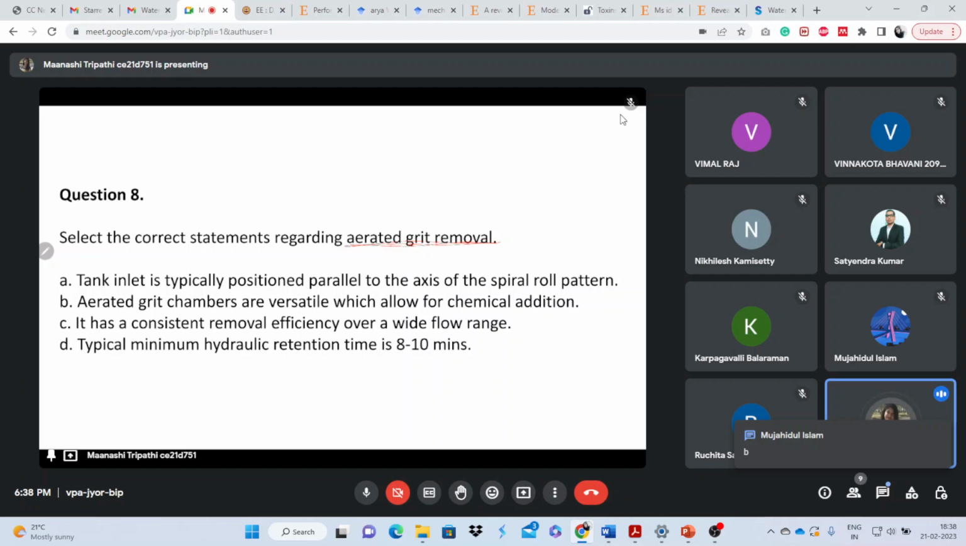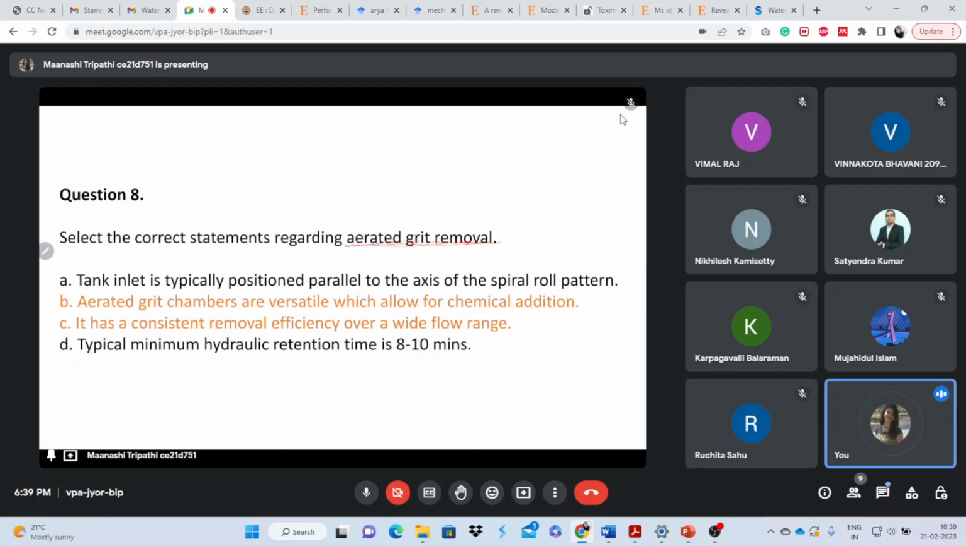Okay, we'll see the solution now. So option B is: aerated grit chambers are versatile, which allow for chemical addition. Here, sometimes the grit particles are not easy to remove. They will remain inside and cause some problems. So we try to add some chemicals so that these particles can settle down easily.